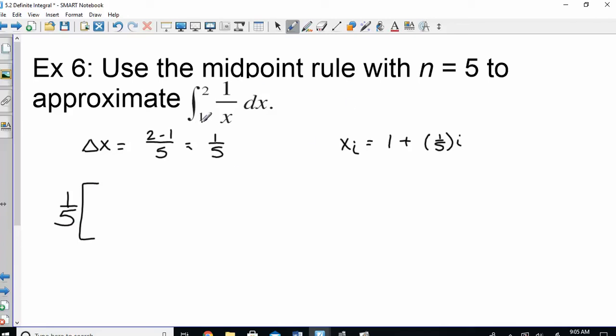We start at 1. We add 1/5 or 0.2 to get to the next one. So my next interval starts at 1.2. So if you're doing the midpoint, you plug in the number in between those. So that would be 1.1 is the first thing I plug in. So it would be 1 over 1.1. We have 5 of these.